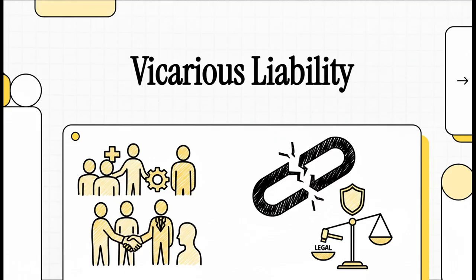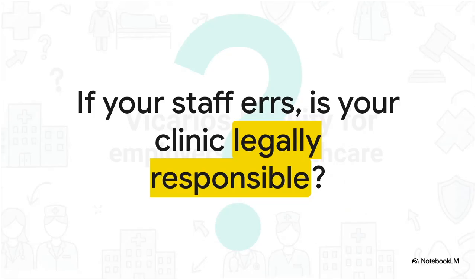vicarious liability. Just think about this for a second. Your receptionist, an administrative staff member, makes a really serious mistake. Say, a breach of patient confidentiality. Now, you didn't do it. You certainly didn't authorize it. You might have even trained them specifically not to do it. So, are you on the hook? Well, the answer, more often than you might think, is a firm yes. And understanding why is absolutely essential for navigating the risks of modern healthcare.